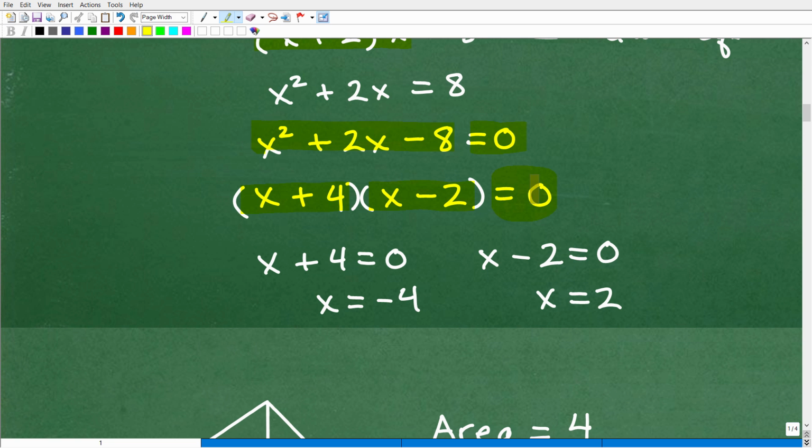Okay, now that this is set equal to 0, I can set each of these factors equal to 0. So x plus 4 is equal to 0, x minus 2 is equal to 0. Again, if you're kind of confused about this part of the problem, you need to immediately study quadratic equations. Okay, that's a very involved topic, requires a lot of different skills.